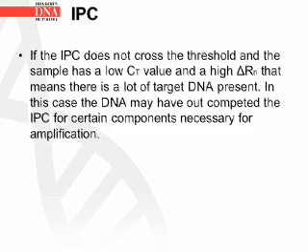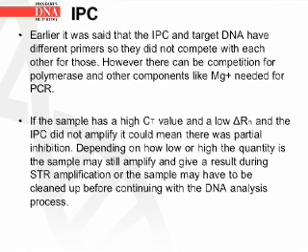If the IPC does not cross the threshold and the sample has a low CT value and a high delta Rn, that means there is a lot of target DNA present. In this case, the DNA may have outcompeted the IPC for certain components necessary for amplification. Earlier it was said that the IPC and target DNA have different primers, so they did not compete with each other for those. However, there can be competition for polymerase and other components like magnesium, which is needed for PCR.